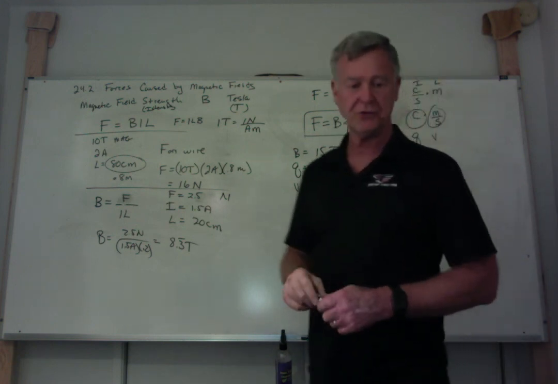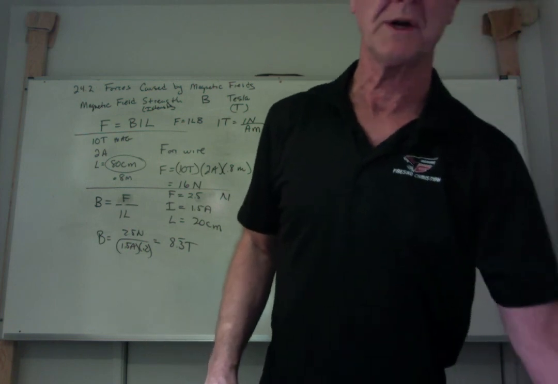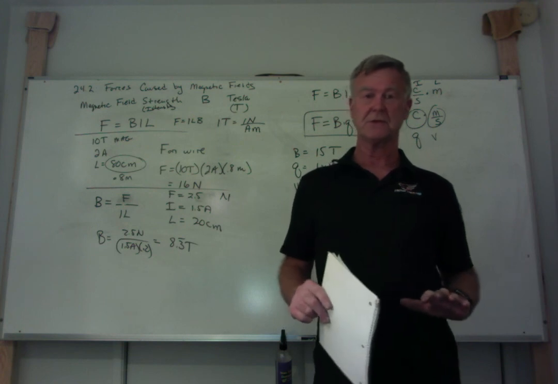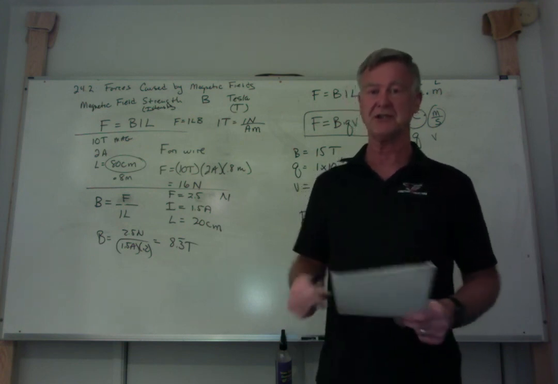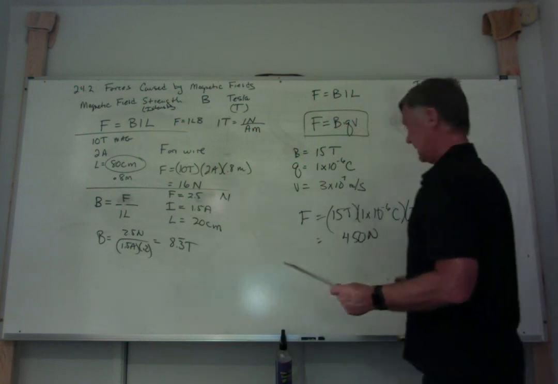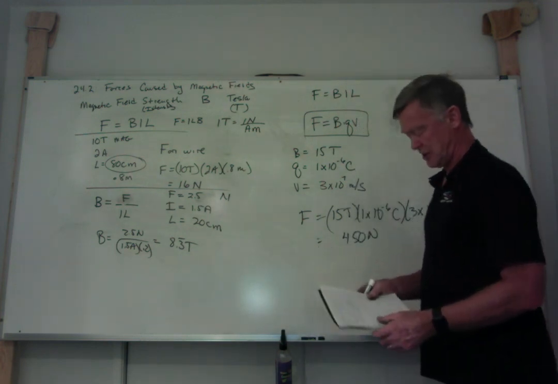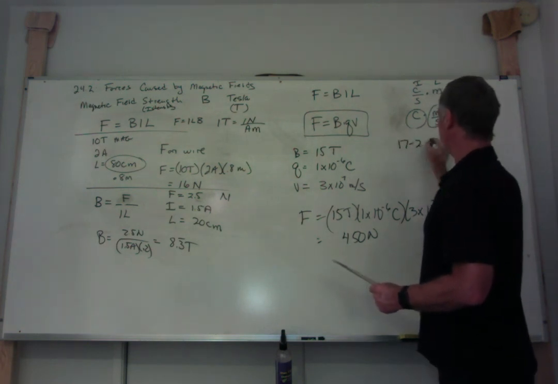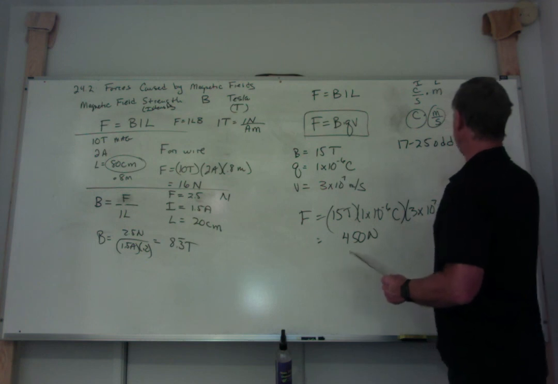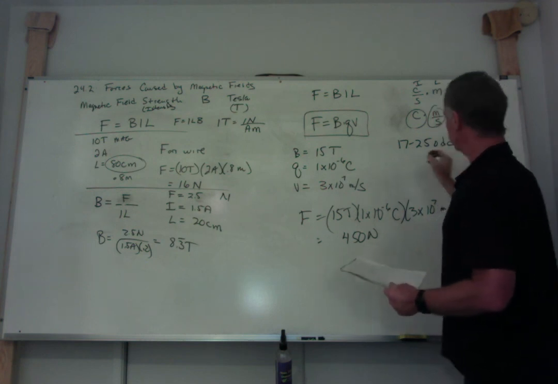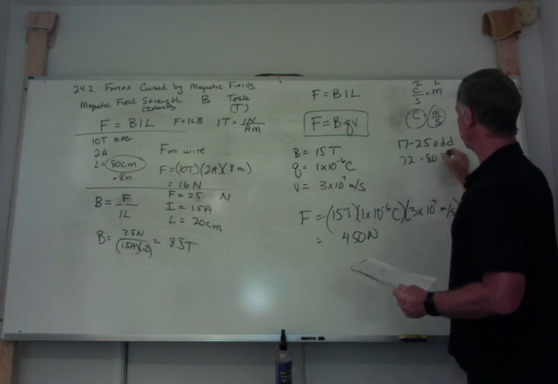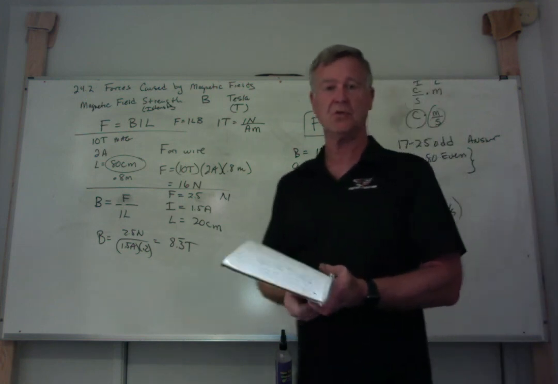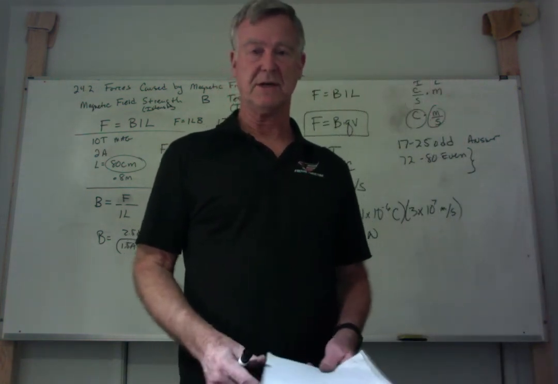So those are the two parts of this. Now there's one other part to section 24.2, which we'll get to in the next lesson, and that's some applications of this. And what you're going to do for me on this chapter is 17 through 25 odd. Those are practice problems, so you'll have the answers for these. And then we're going to do 72 through 80 even at the end of the chapter. And I'll get you those answers. I'll put them up with the assignment that's online.